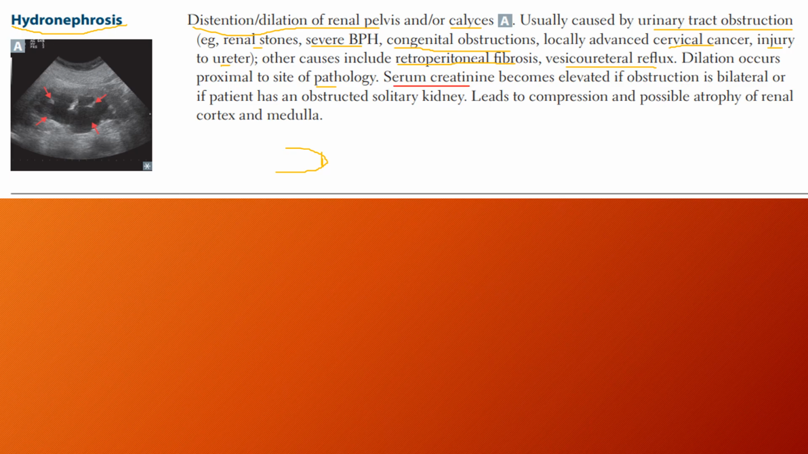Serum creatinine level becomes elevated if the obstruction is bilateral or if the patient has an obstructed solitary kidney. It leads to compression and possibly atrophy of the renal cortex and medulla.